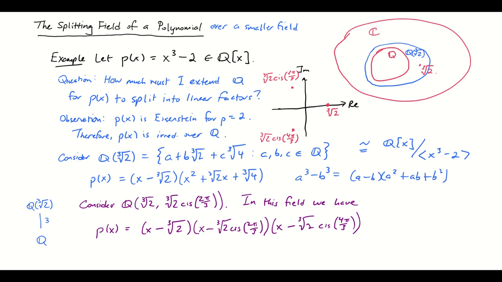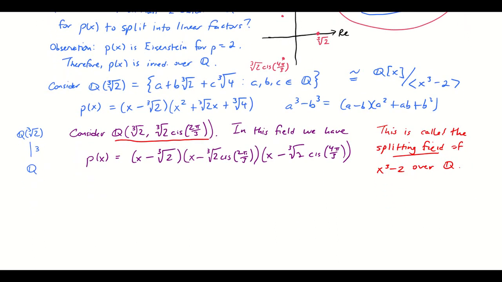Okay, so now I have a field in which p of x splits completely into linear factors. So what I have here, this Q adjoin the cube root of 2 and this other cube root of 2, is called the splitting field of x cubed minus 2 over Q. Now remember I said earlier we were going to show that that base field is important when we think about the splitting field. The reason is when we talk about a splitting field, we don't just mean that the entire polynomial splits into linear factors in that field. We mean something a little bit more. So here's a definition.